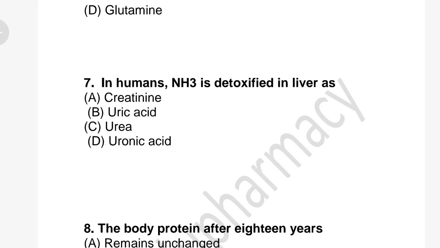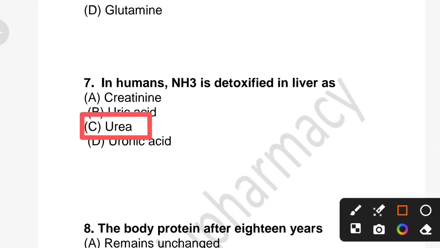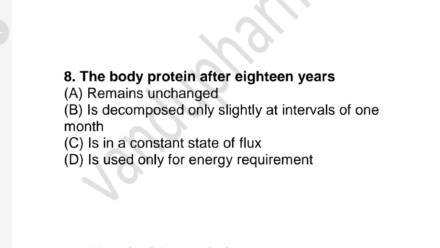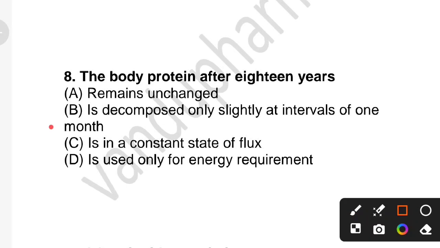Next question. In human, NH3 is detoxified in liver as option A creatinine, option B uric acid, option C urea, option D uronic acid. Right answer is option C, urea. Next question. The body protein after 18 years, option A remain unchanged, option B is decomposed only slightly at interval of 1 month, option C in a constant state of flux, option D is used only for energy requirement. Right answer is option C.